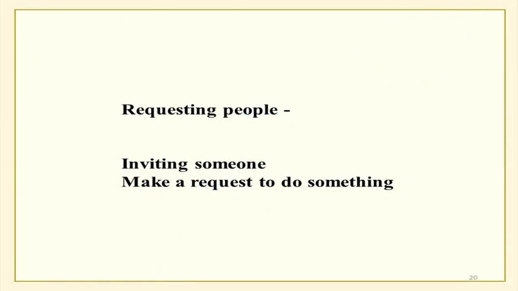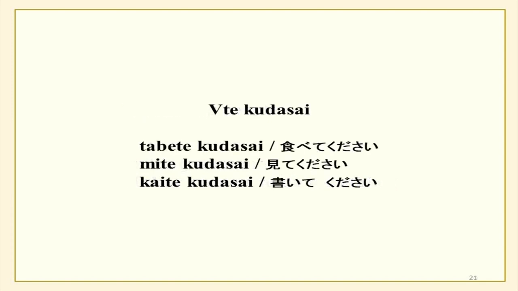Now let us learn different ways to make a request. Now what do I mean by that? Well, basically showing levels of politeness when requesting a person to do something or inviting someone over to do something with you. Now the simplest form of request that you have done is verb in te form plus kudasai. Tabete kudasai. Mite kudasai. Nonde kudasai. Now this te kudasai form is also a semi-order.